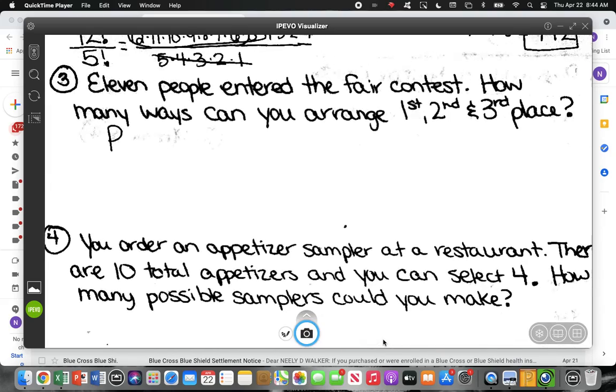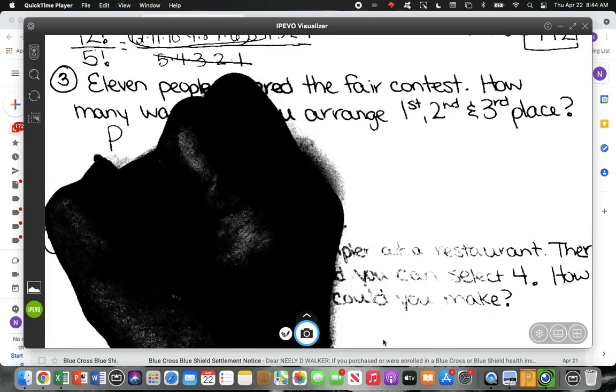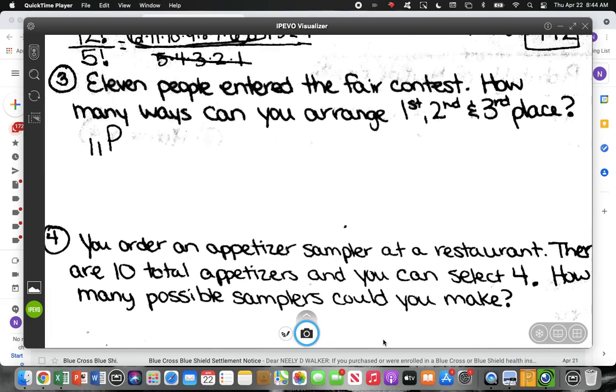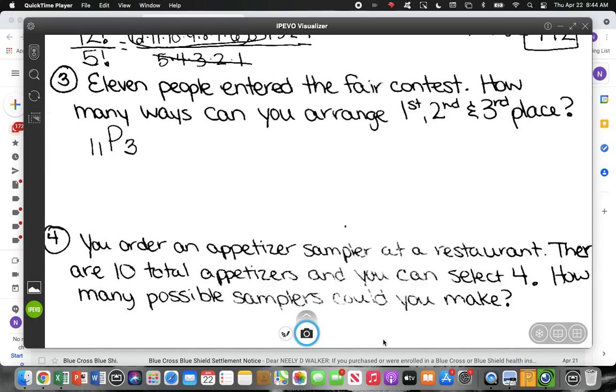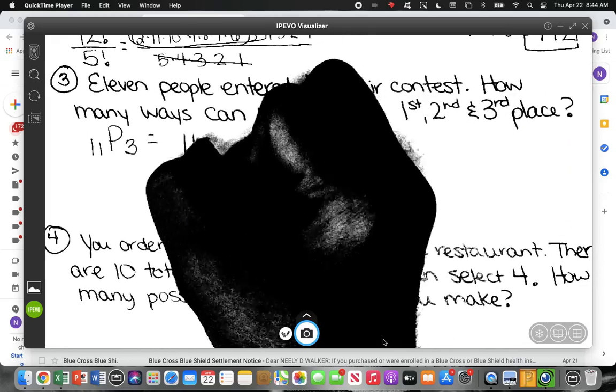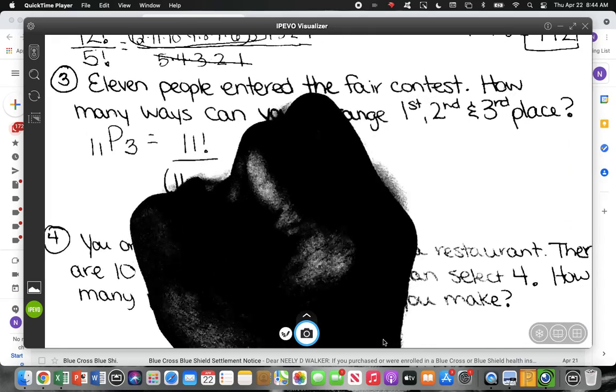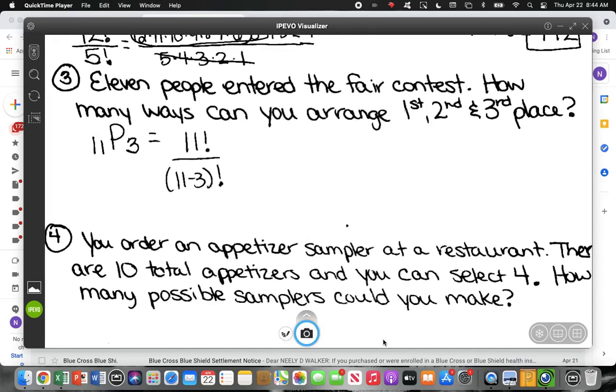What's the total number? How many am I picking? 3 places. So then you would just do this. And that's where I'm going to stop there. So you know it's a permutation. There's 11 people total. You're only picking 3 places.